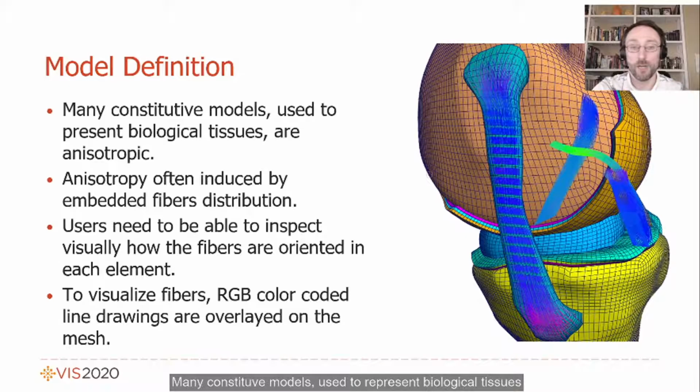Many constitutive models used to represent biological tissues are anisotropic. Anisotropy is often induced by one or multiple embedded fiber distributions. These distributions are often generated procedurally, so it's important for users to see how the algorithm oriented the fiber in each element. And to visualize the fibers, we use simple line renderings where the line segments are colored using the same RGB color coding scheme that I mentioned before.